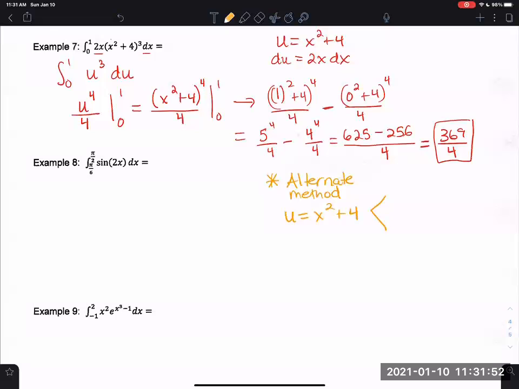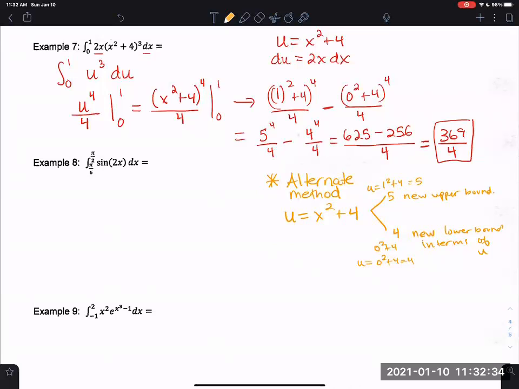0 is my lower bound. So 0 when plugged in is 4. So my new lower bound would be in terms of u. Right. So what I did was u is equal to 0 squared plus 4, so u is 4 in that case. I do the same thing with the upper bound. Since the upper bound is 1, I can say u is equal to 1 squared plus 4, which gives me 5. It's my new upper bound.